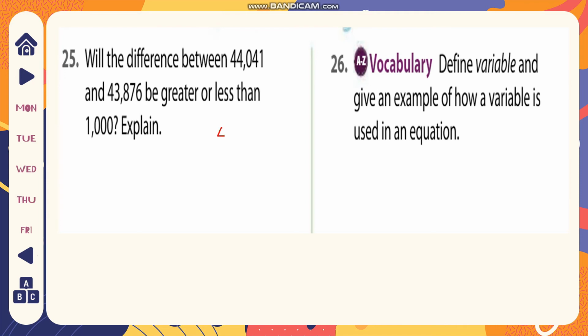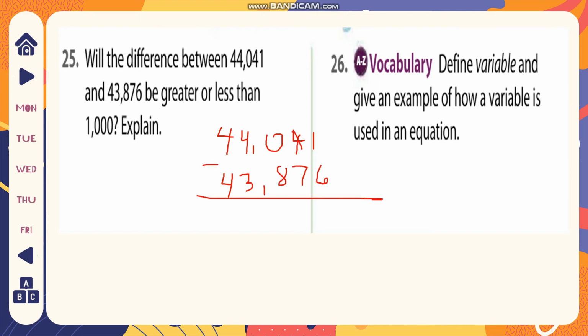So if we're going to solve that one, 44,041 subtract by 43,876. So 1 minus 6 cannot be. We need to borrow from 4. This becomes 3 and this becomes 11. 11 minus 6 is 5. 3 minus 7 cannot be. We need to borrow from 4 because 0 has no value. So 4 becomes 3 and this becomes 10.